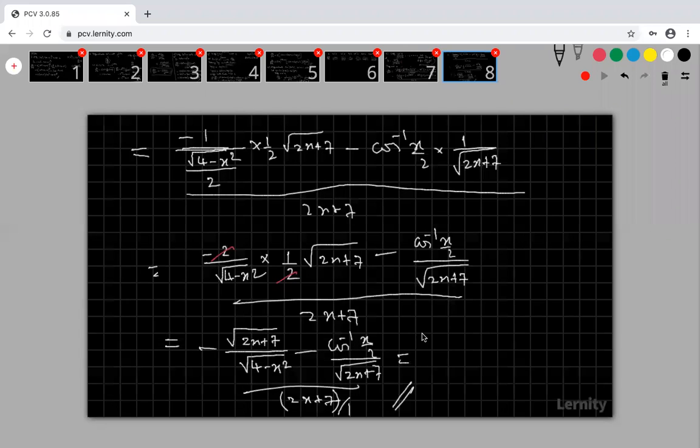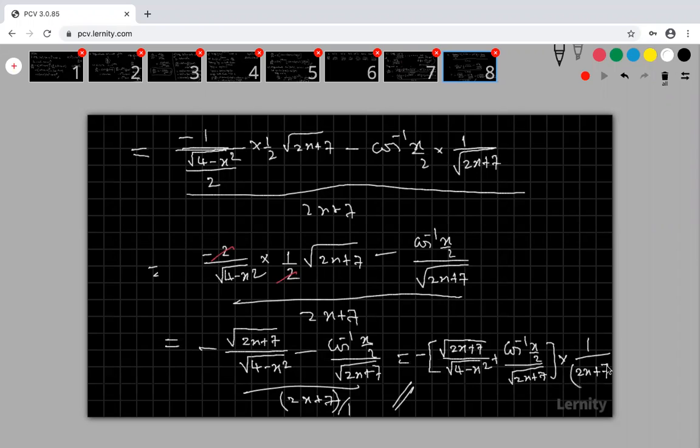So that means if you want to simplify again, this is root of 2x plus 7 divided by root over 4 minus x square plus, I am taking minus outside, cos inverse of x by 2 divided by root of 2x plus 7. And this is 2x plus 7 divided by 1. This will become 1 by 2x plus 7. Are you clear? Now multiply this 1 inside, you will get the same. And multiply this 1 by 2x plus 7. So therefore, here also root of 2x plus 7. Here only 2x plus 7.